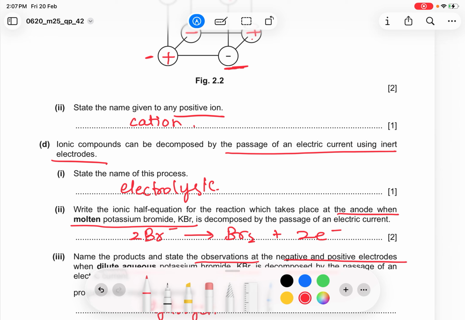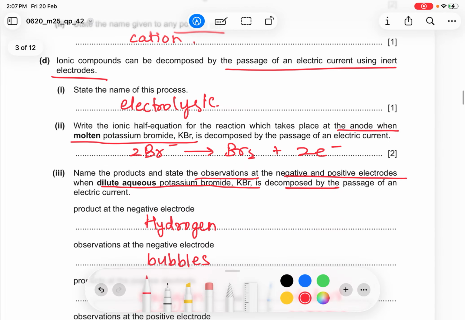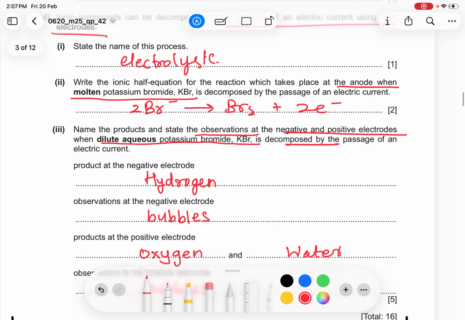Next, state the name given to any positive ions. The name given to the positive ion is cations. Next, ionic compounds can be decomposed by the passage of an electric current using inert electrodes. State the name of this process. The name of this process we all know is electrolysis.